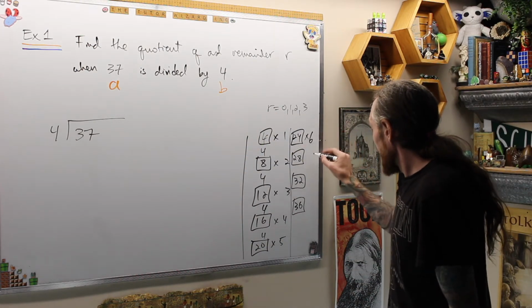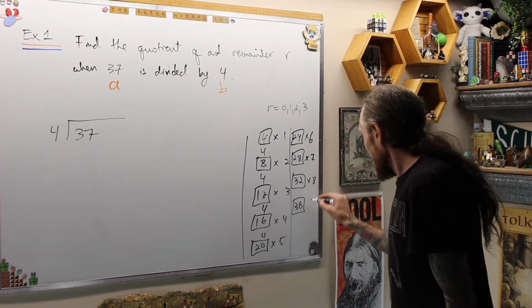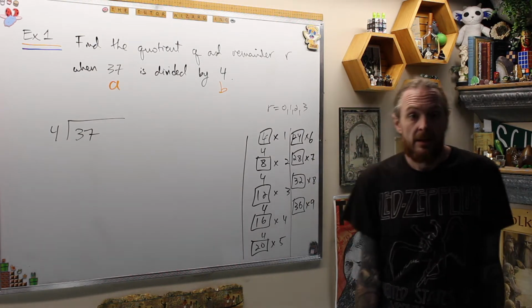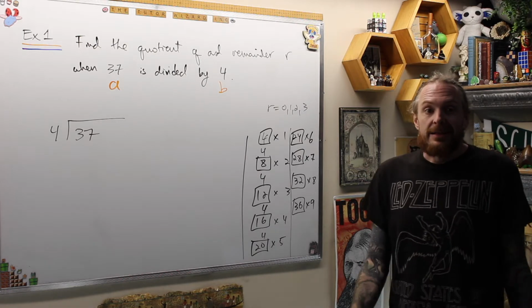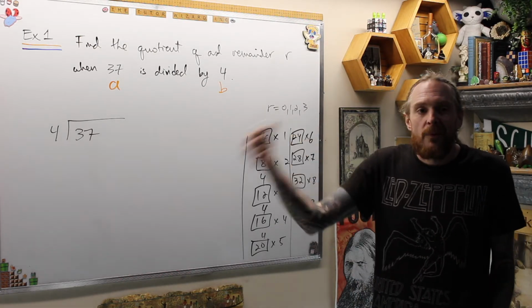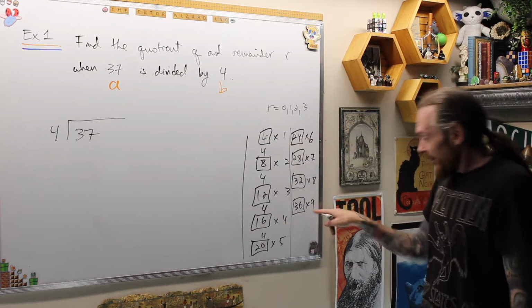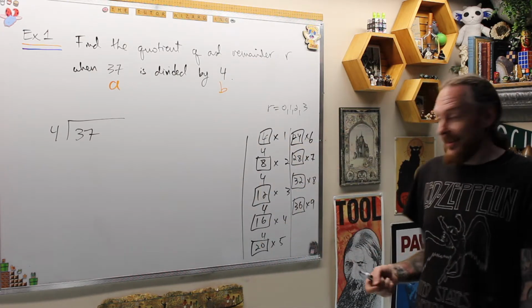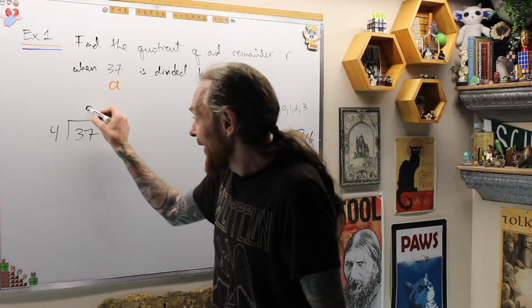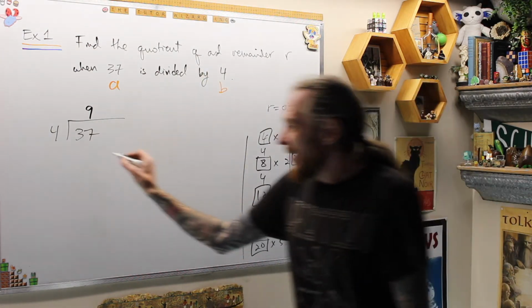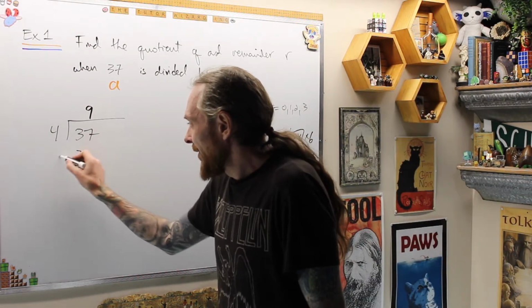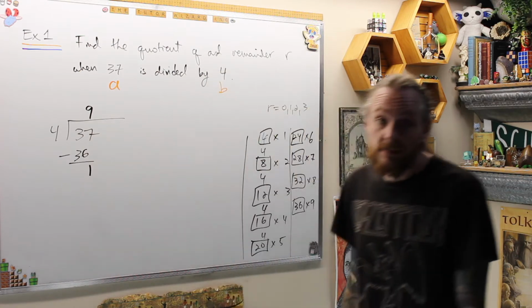This is 6 times 7 times 8 times 9. Now that I have that, I ask myself, what's the closest multiple of 4 that goes into 37 without going over 37? It's like, oh, there it is, 9. And then I have the answer. And then what do we do? We put the 9 here. We write 36 below, and we subtract, which gives me a 1.